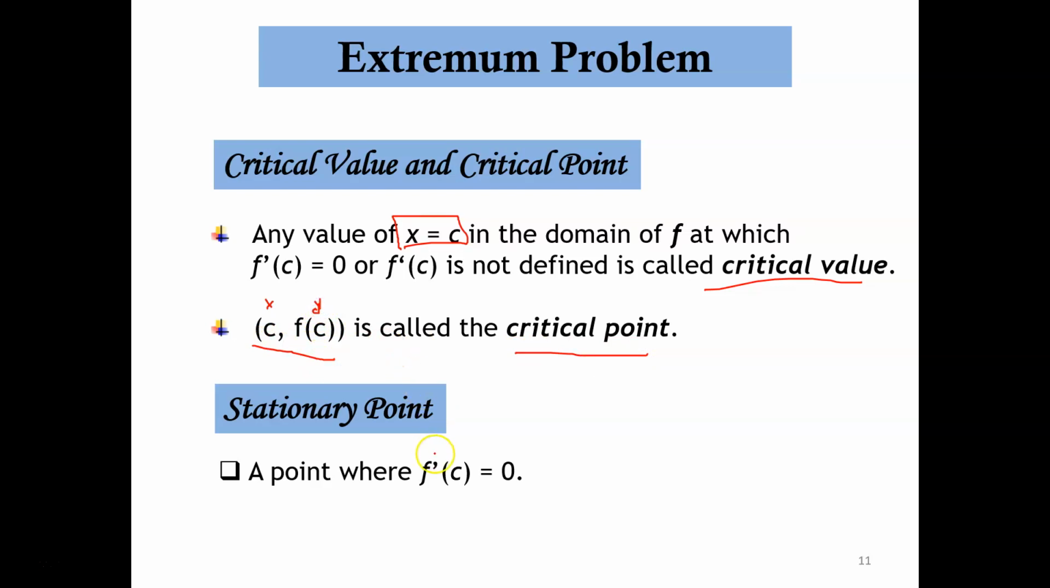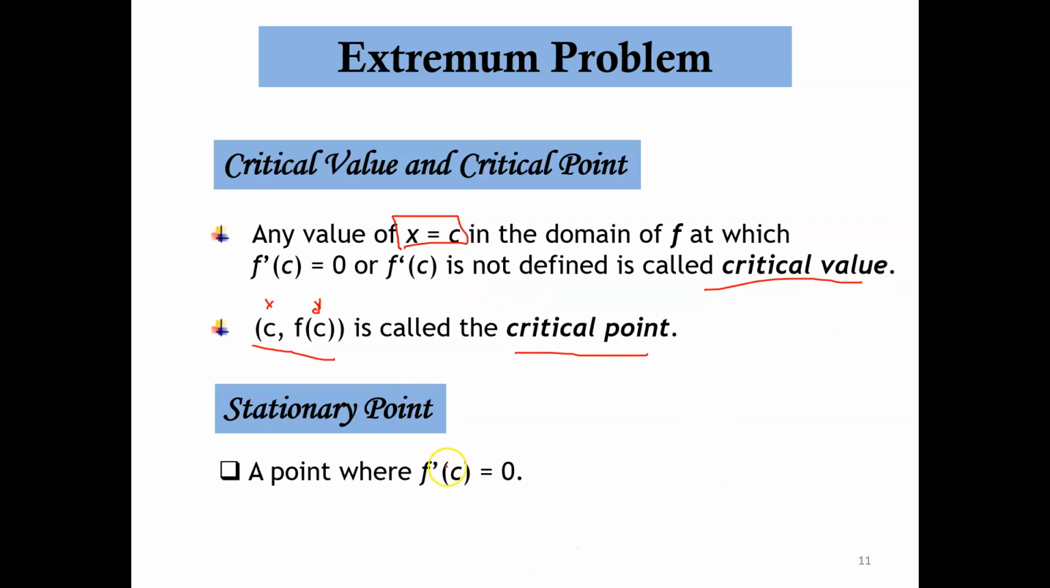Okay. So that is critical value and critical point. Remember critical value mean bila you first differentiate dia, you substitute the value with c, yang mana c tu adalah constant, you will get the first derivative, you get 0, equal to 0. And the f prime c is not defined. Either one. Okay, that one is critical value.